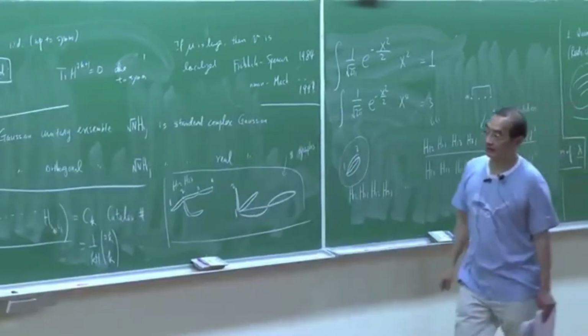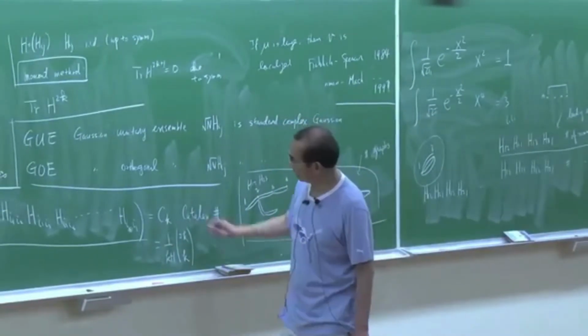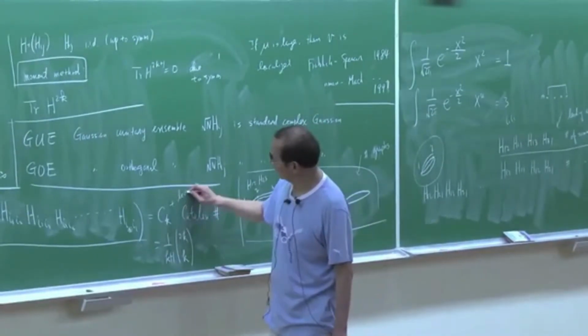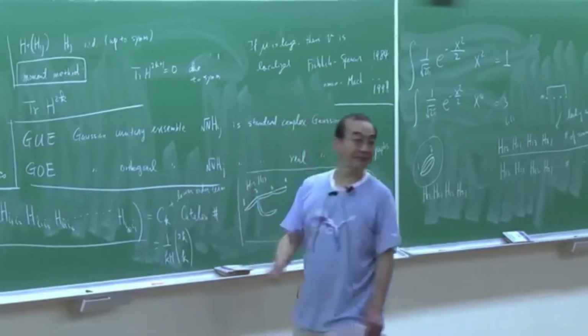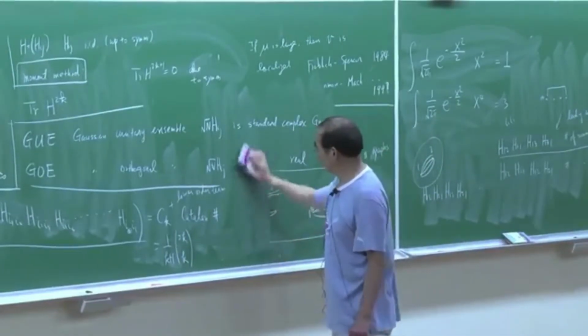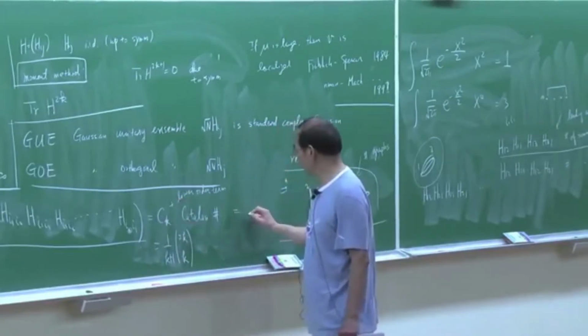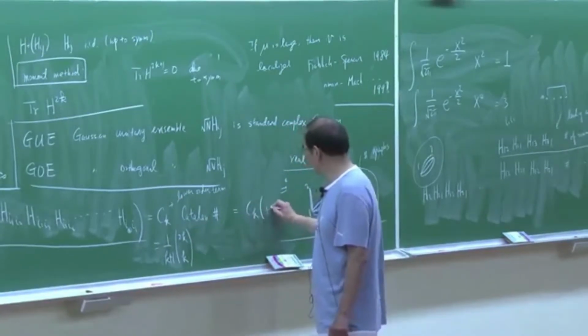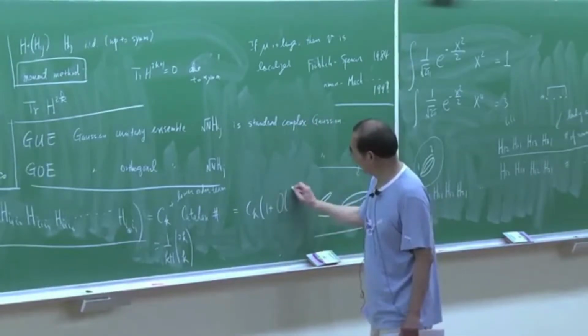In other words, when I say this is equal to the Catalan number, Ck, this is not completely true. There are some lower order terms. One can show that roughly speaking, this will be equal to Ck times 1 plus order 1 over n.